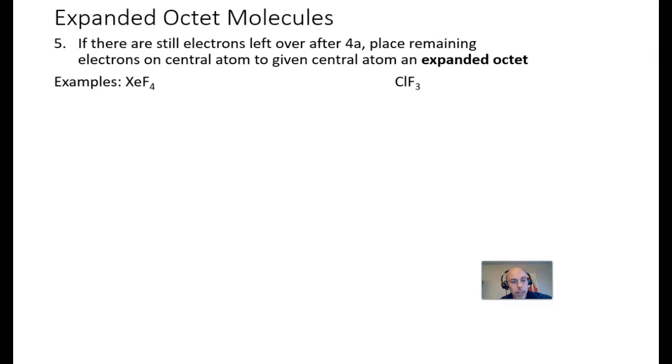So step 1 is to count the valence electrons. Xenon is a noble gas. It's got 8 valence electrons. Fluorine is a halogen. It's a group 7. It's got 7. 4 times 7 is 28, plus 8 is 36 electrons to play with.